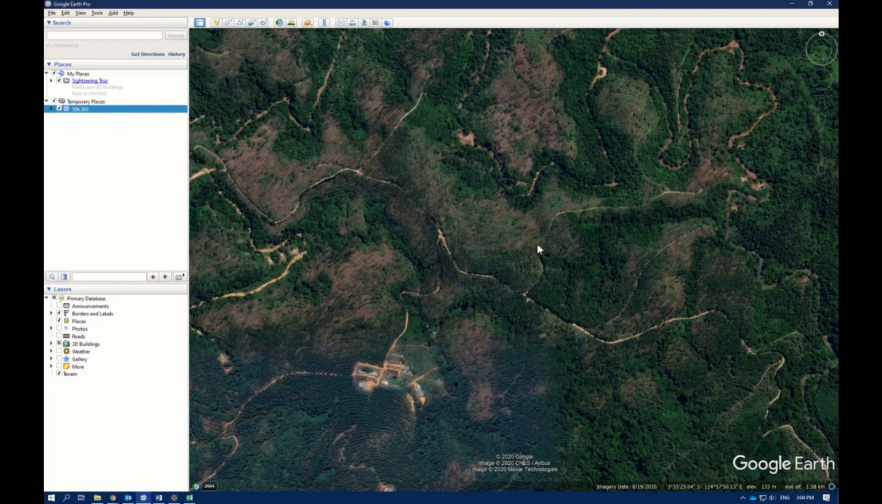But with a bit of practice, you'll develop a good ability to differentiate between roads and rivers and other linear marks.